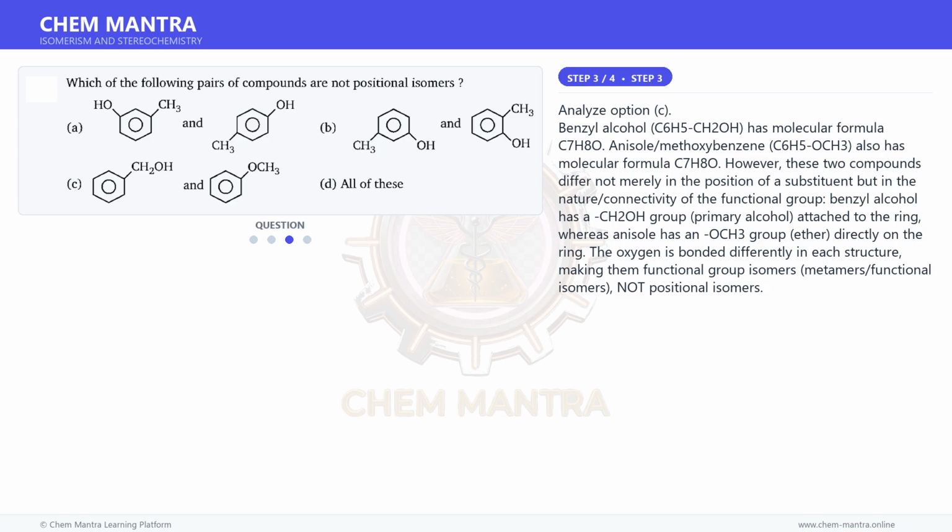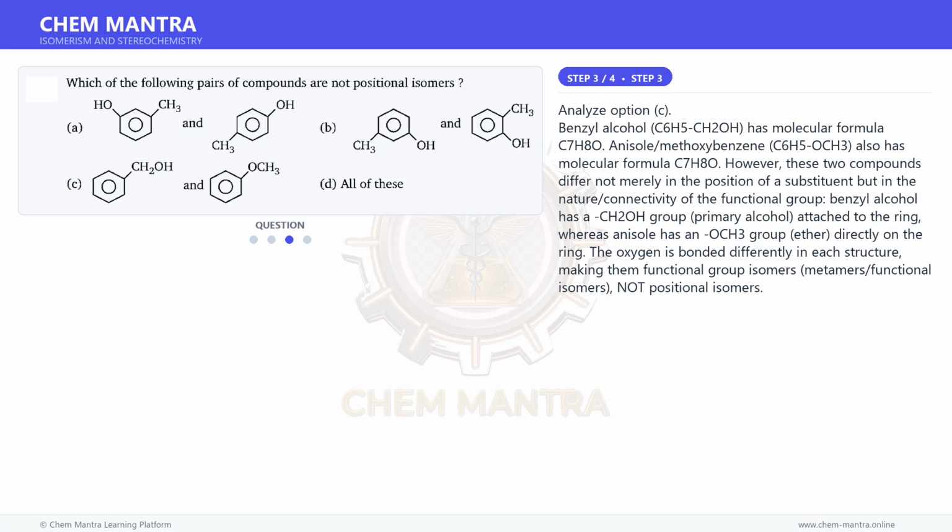Analyze option C. Benzyl alcohol, C6H5CH2OH, has molecular formula C7H8O. Anisole, methoxybenzene, C6H5OCH3, also has molecular formula C7H8O.